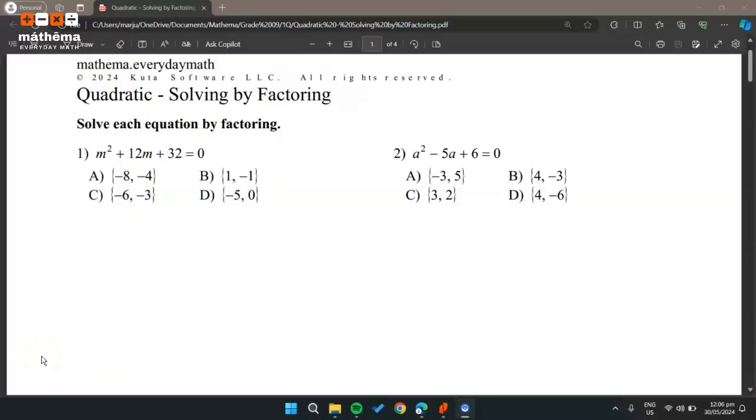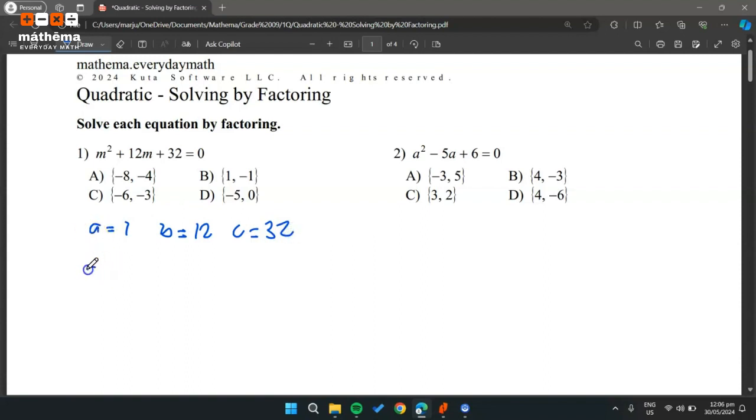So how do we solve quadratic equations using the factoring method? We are given m squared plus 12m plus 32 is equal to 0. The first thing you should do is list down your a, that is just 1, your b, that is 12, and then your c is 32.